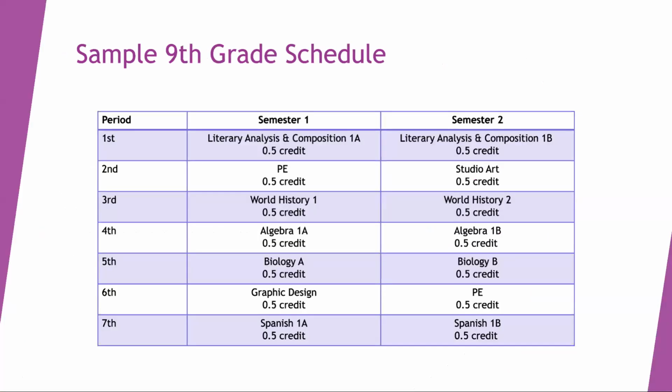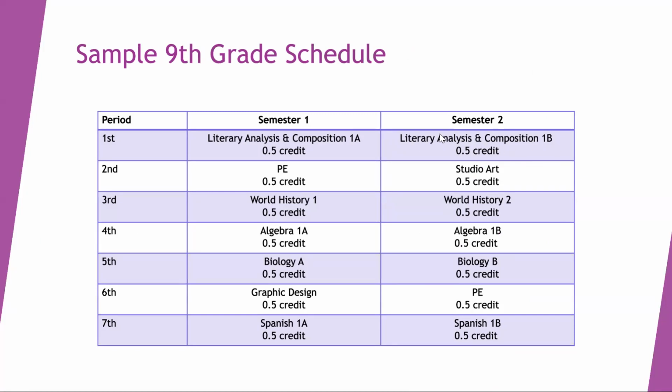Here's an example of a 9th grade schedule. This is a pretty typical schedule. The important thing to note is for year-long courses, you want to make sure that you pick the A version for first semester and the B version for second semester. So you can notice that on the Lit Analysis and Composition class.